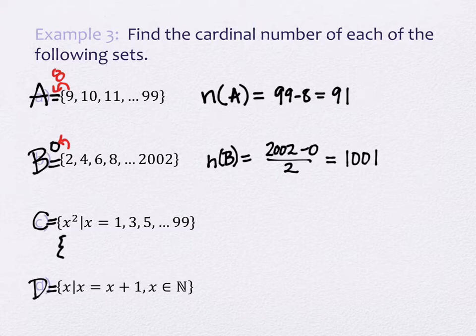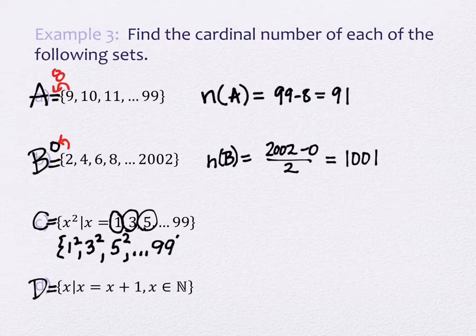So this says it's all the numbers x squared, where x is this number. So it's 1 squared, 3 squared, 5 squared, all the way up to 99 squared. Okay. Those are the elements of the set. Does the squaring have any effect on the number of items that are there? No. Not in the slightest. So it looks way harder than it really is.